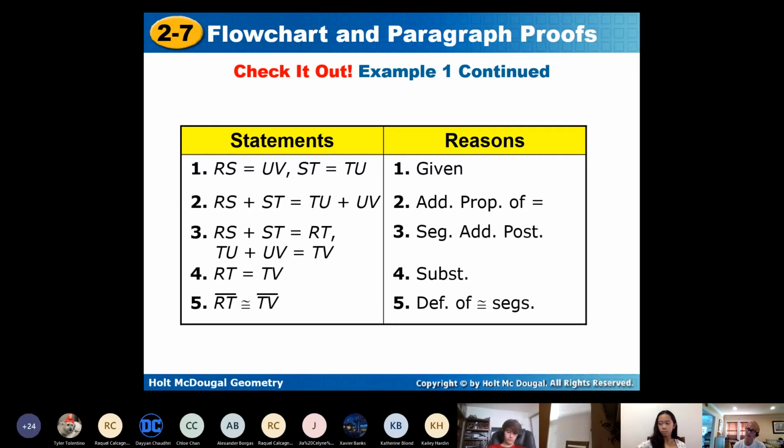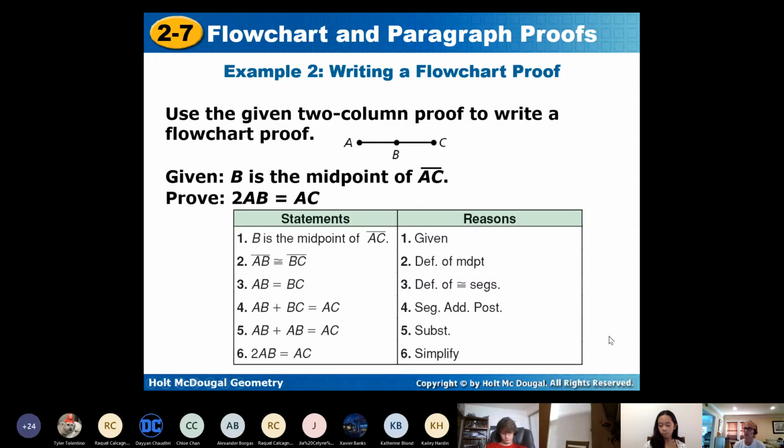When I look at these examples, I think, well, okay, I prefer this, but I've been doing this longer. Hopefully at the end of this lesson, you'll be able to do both and go both ways and pick the one which you like. Okay, now I should check for hands up if anybody has any questions. Then we're going to start with a 2-column proof and then we'll write a flowchart from it.